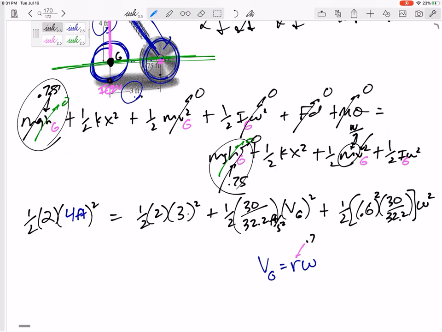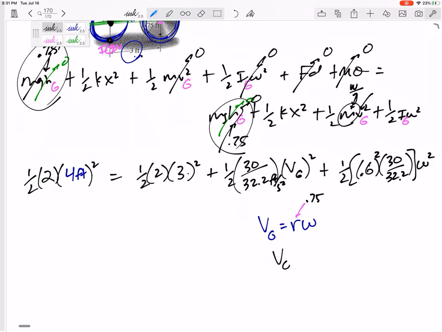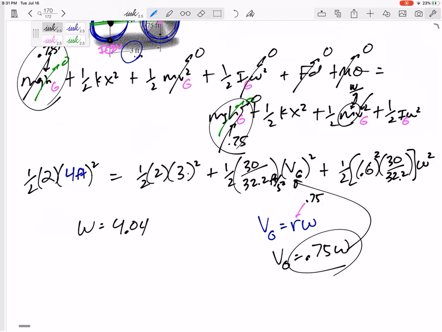R would be 0.75. Vg is 0.75 omega. Plug that in right there, solve for omega. See if you get 4.04 radians per second. This one, just visualizing, I would need to visualize it to tell it's rolling, it's rotating counterclockwise.